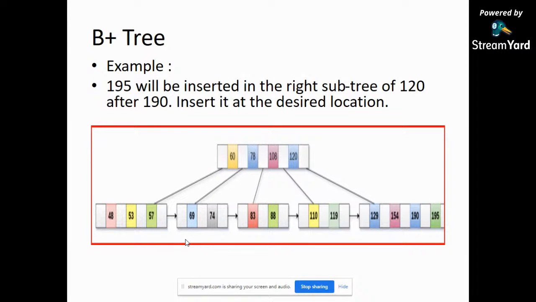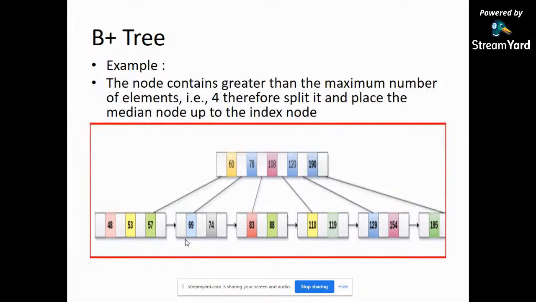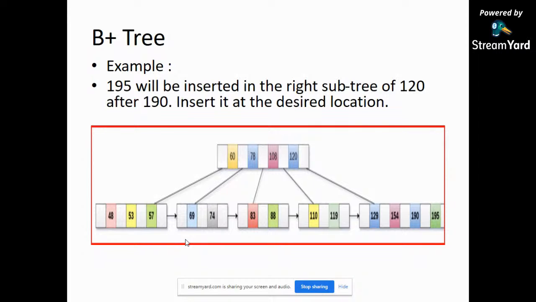Now after inserting 195, we'll find the median. Median is 190. So we'll push 190 to the root node and divide that node into two: 129, 154, 195 and 200. What we had done is we are having five key values in a node, so we cannot do that because it is violating the property of B plus tree.